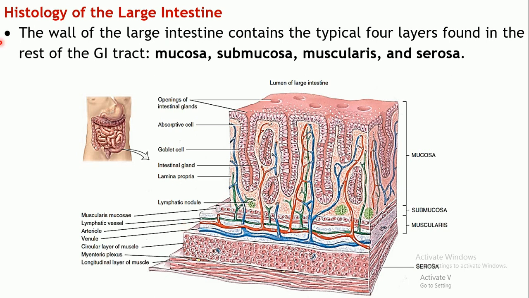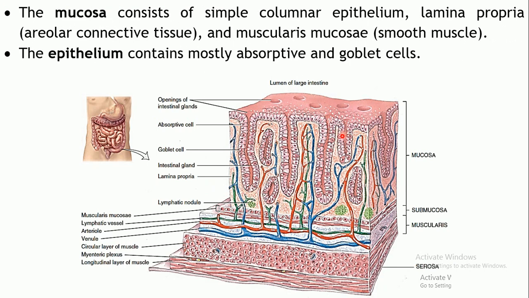Then coming to the histology of the large intestine. As we are all aware, the wall of the GI tract comprises the 4 basic layers. So the same 4 basic layers are present in the wall of the large intestine also. That is the mucosa, submucosa, muscularis, and the outermost is the serosa. So towards the lumen of the large intestine is present the mucosa. Now let us see one by one what they are comprised of.